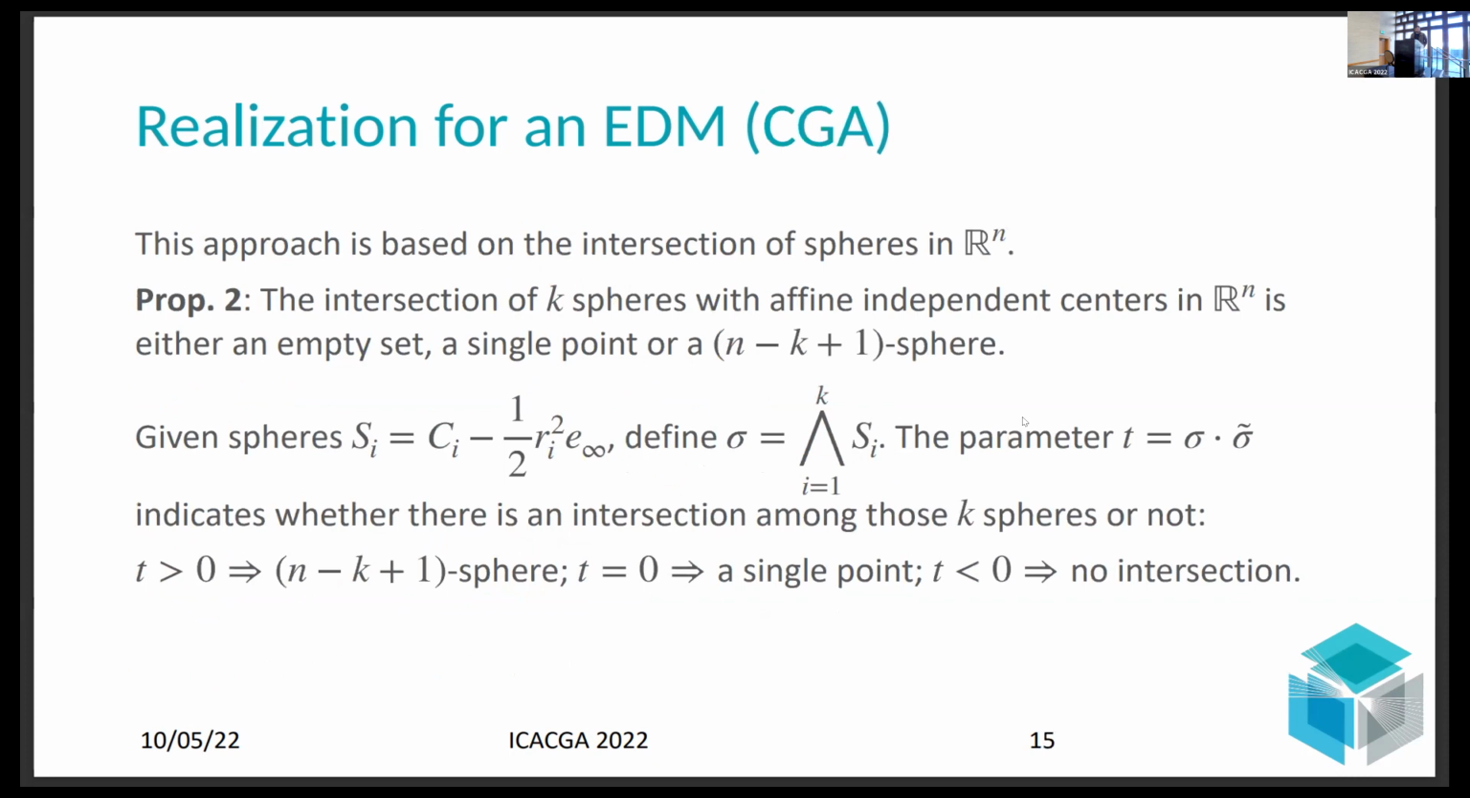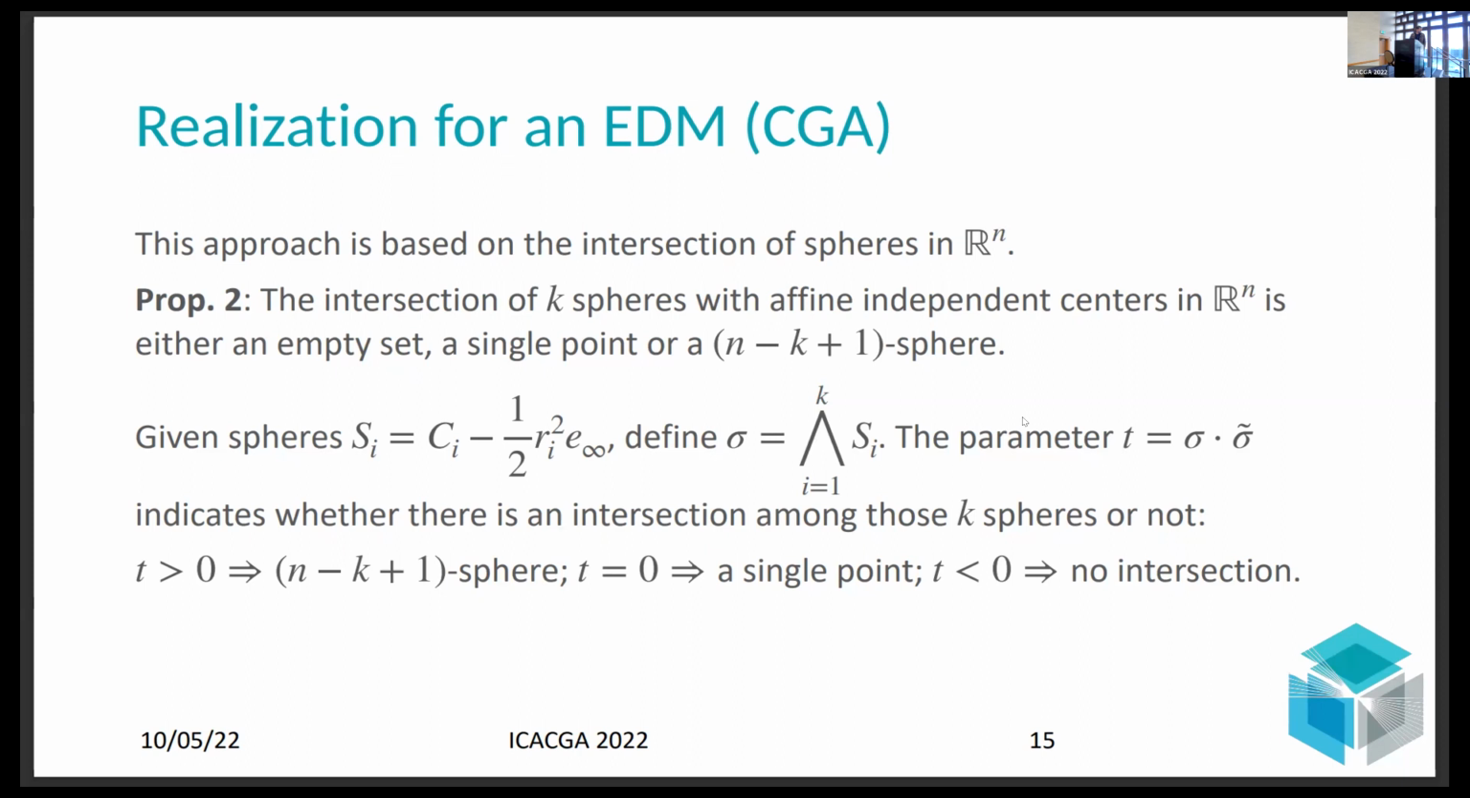So we use this result. The main idea for our procedure is to have the number n and the number k the same. So we have a sphere intersection, which will be either an empty set, a single point, or in our case, a point pair. What we call one sphere here is a point pair.